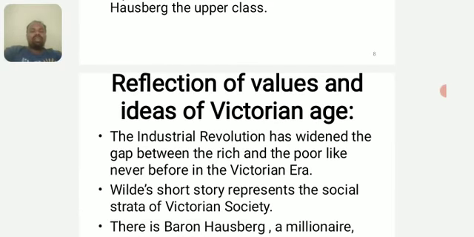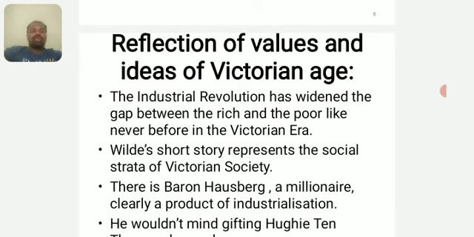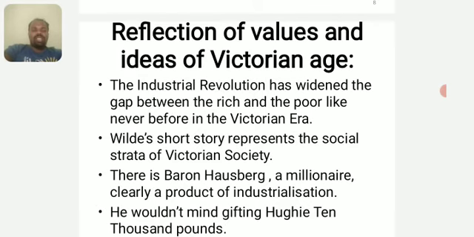This is the next content we are going to discuss: reflection of values and ideas of the Victorian age. As I told you just now, the Victorian age is when Queen Victoria lived, and it was the time of the industrial revolution. During those days, Britain was the supreme power, a superpower and a developing country, and it was a time when the industrial revolution had started. Here we can see that the industrial revolution widened the gap between the rich and the poor like never before in the Victorian era. Wealth was not distributed equally among the people. Because of the industrial revolution, the rich used to get richer, and the poor used to get poorer.